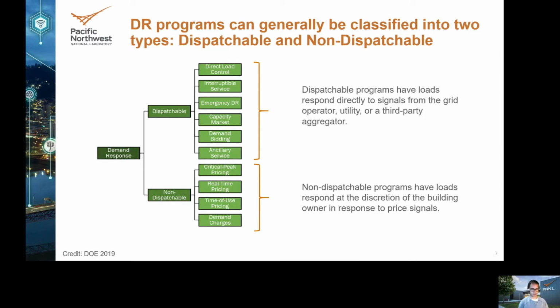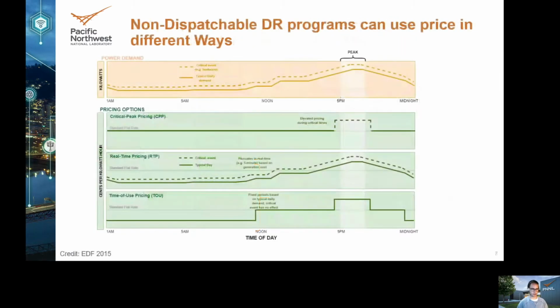And since we'll be talking about pricing signals today, I think it will be useful to just go over a few of the different ways that pricing can be used. So critical peak pricing, it's a standard flat rate, but with elevated pricing during critical times. Real-time pricing has pricing that fluctuates in real time based on generation cost. And time of use pricing has fixed periods with price that is based on the typical daily demand.